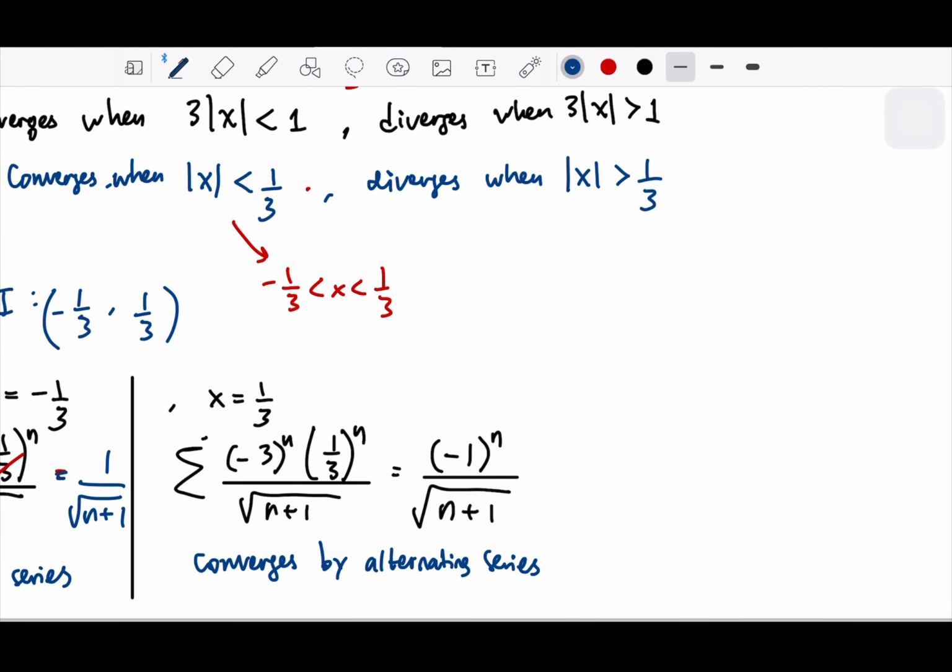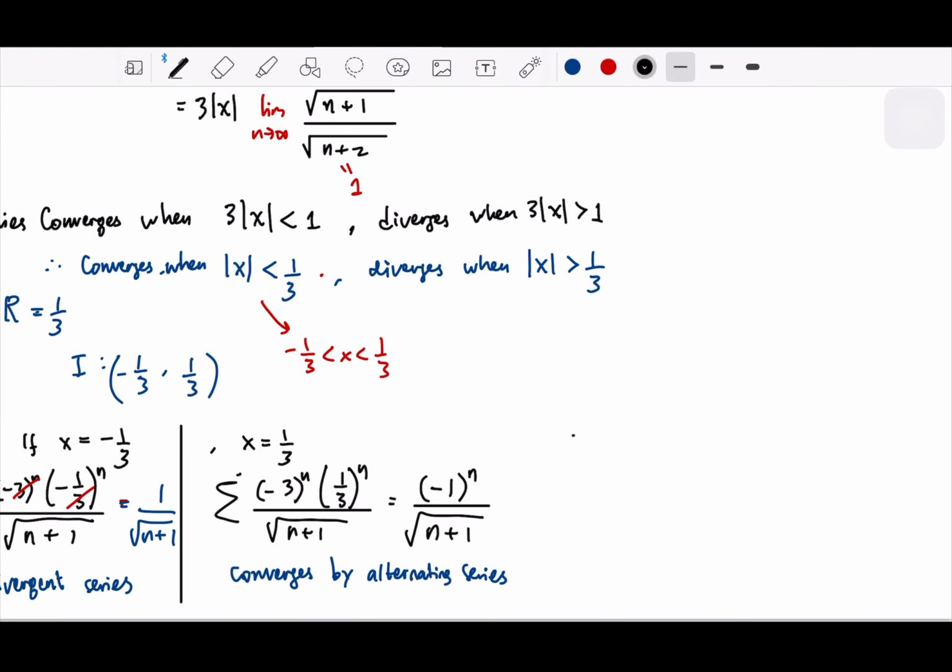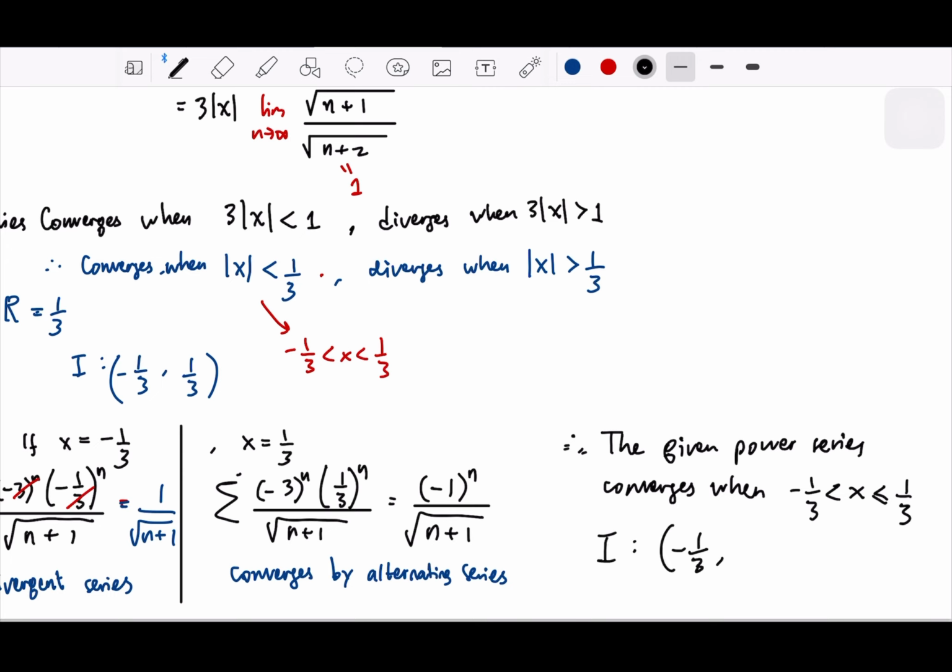And then finally, from these two results, we can conclude that the given power series converges when negative 1 over 3 is less than x and x is less than or equal to 1 over 3. So the interval of convergence will be from negative 1 over 3 to 1 over 3, but we need to close the interval at 1 over 3.